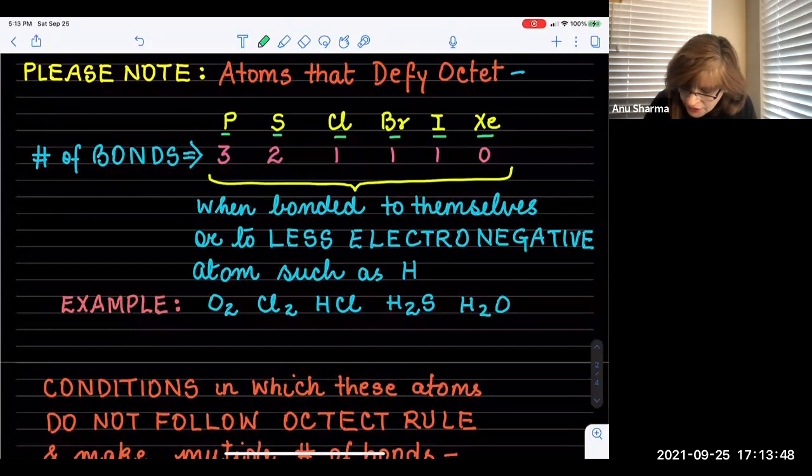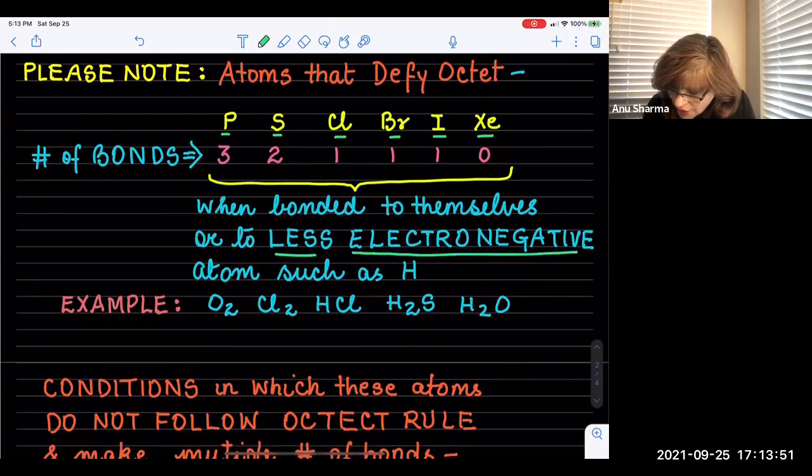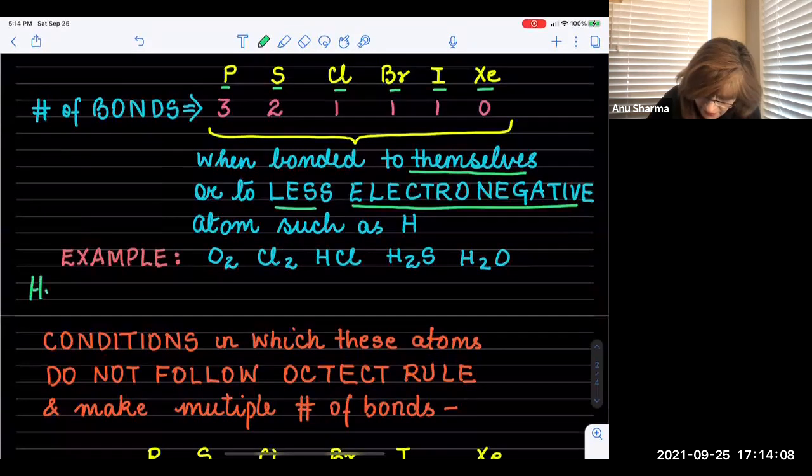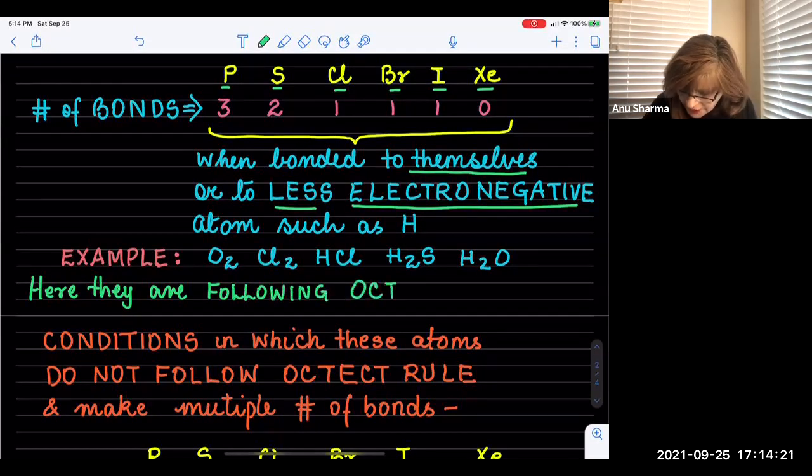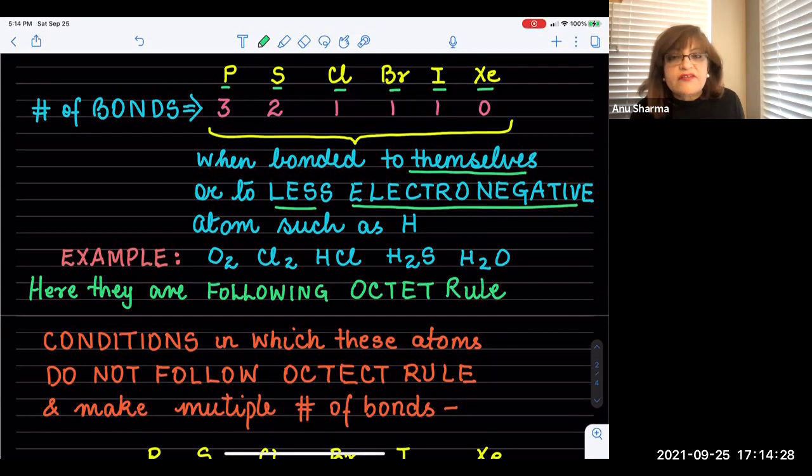When they connect with the less electronegative atoms, or when they connect to themselves, in that case they will only make their usual number of bonds to satisfy the octet. So here these atoms will follow the octet. So here I'm going to write down that they are following the octet rule in this bonded state when they connect with the lower electronegative atoms.